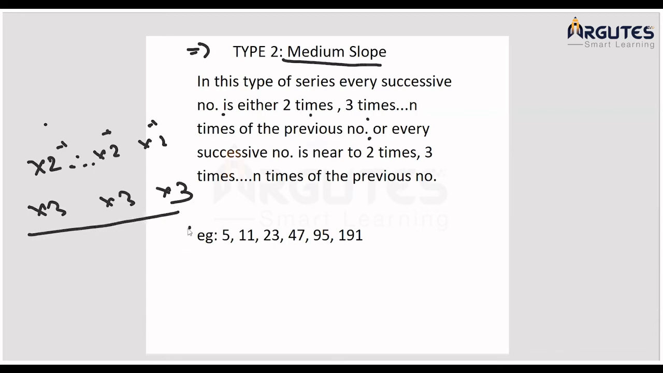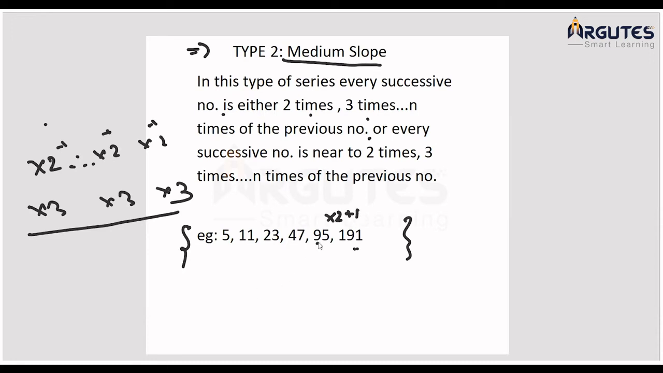So let's understand it by an example. Here we see that the series is 5, 11, 23, 47, 95 and 191. So again our approach is we focus on the greater number. Greater number is 191 and just before that the number is 95. So 191 is how much times of 95? So it seems to be 2 times. 95 into 2. So we write here into 2. 95 into 2 means 190 and we add 1 over here.